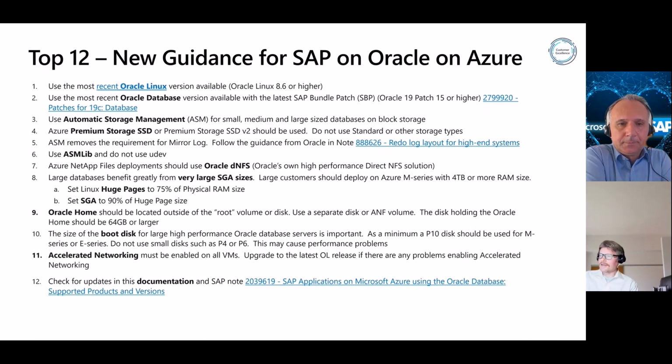Accelerated networking, as mentioned, if you're on Oracle Linux 7, please contact us. We'll work out a way to get on the latest version of Oracle Linux. You should be moving off 7. There are known issues with the integration services for Azure accelerated networking. It's best just to move off Oracle Linux 7 and get on to 8.6.